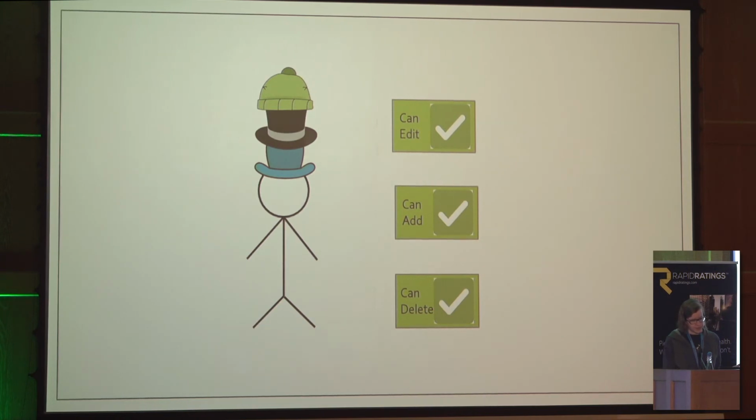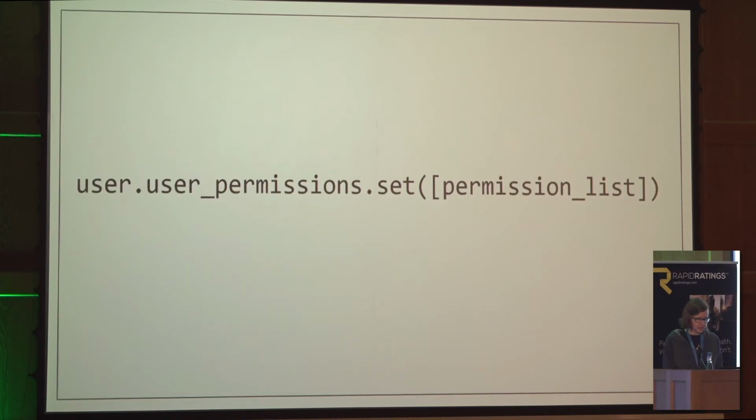So now that we have a good idea of what users, groups, and permissions can do, let's quickly tie them all together. First, let's look at assigning users permissions. There are a few ways to do this. The user has this user permissions attribute, and that itself has several functions. We could use set to provide a list of permissions that we want to set to that user.